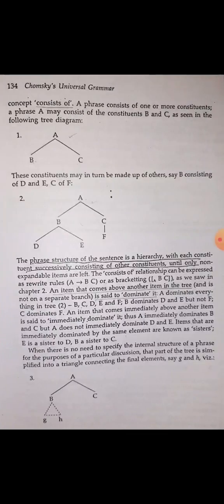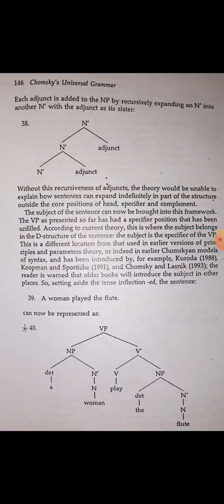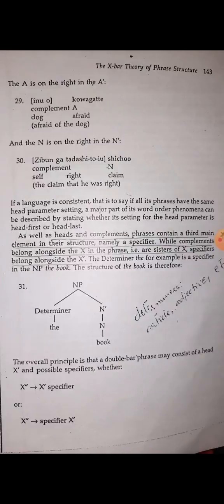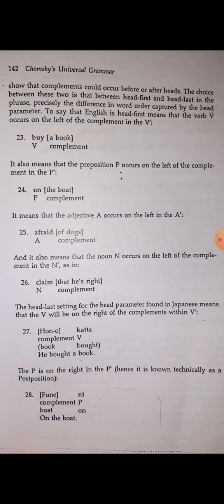Then page number 142, let's go on to page number 142. So we can say that in buy a book, there is a verb, and then it is followed by the complement. On the boat, afraid of dogs, claim that he is right.